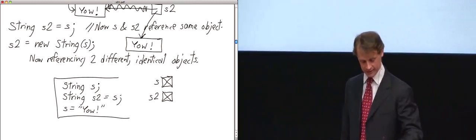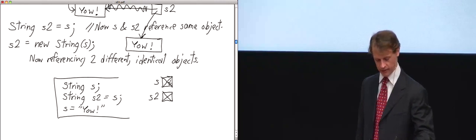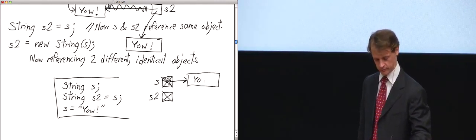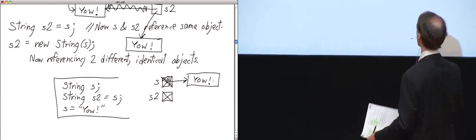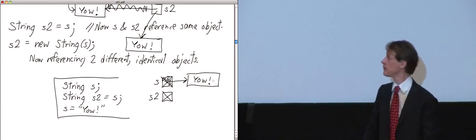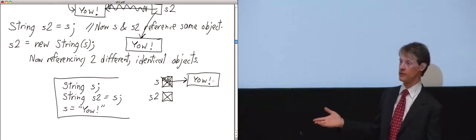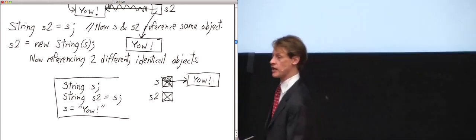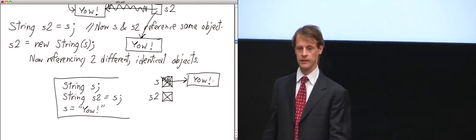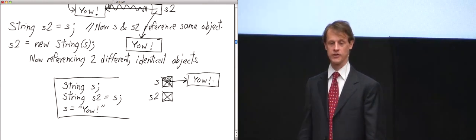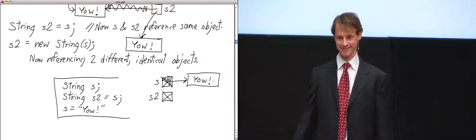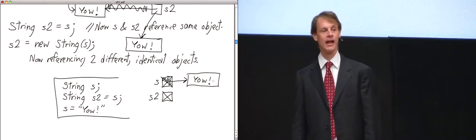And then finally, you will set S equal to Yao. And so we overwrite the null pointer with a pointer to that new object we've just created, but S2 still has the null pointer in it. It doesn't change. All null pointers don't point to anything. They all point to the same nothing.